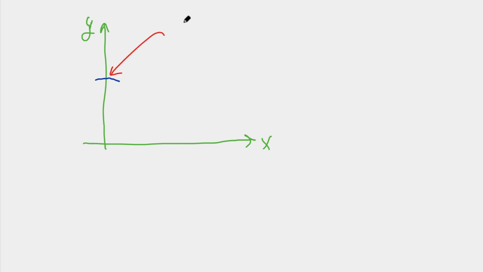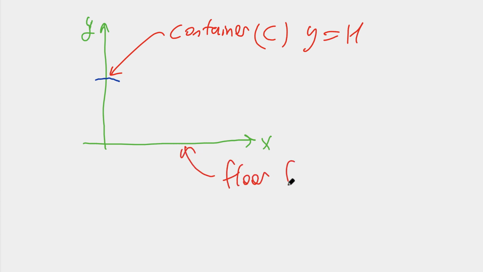Let me draw a picture once again. Here's the y-axis and here's the x-axis. This is the bottom of the container at a height h. The container C at y equals h. And this is the floor, F, at a height y equals 0. And the chain, of course, flows like this. Let's first take a close look at how the chain is pulled out of the container.